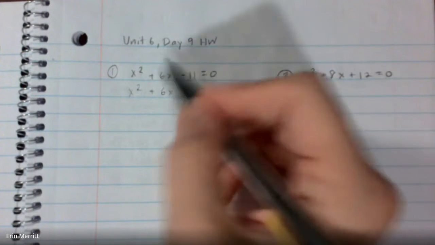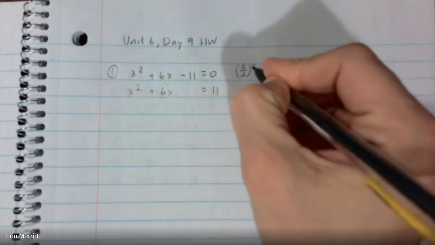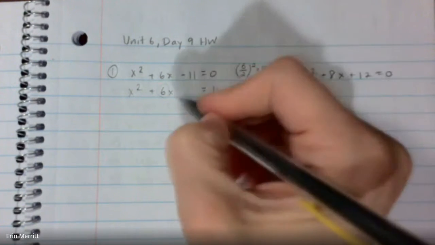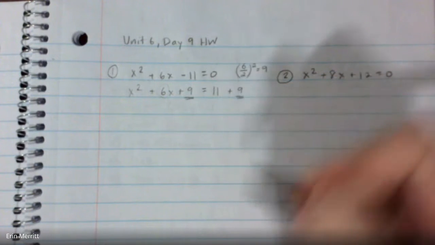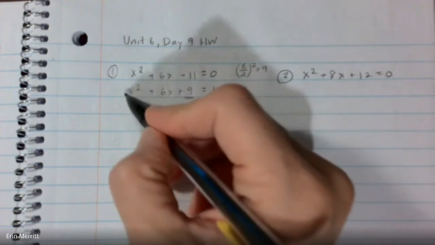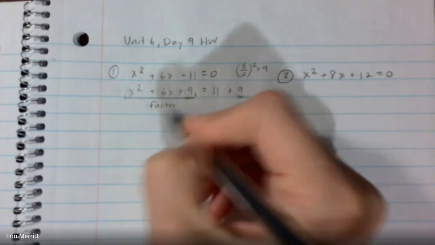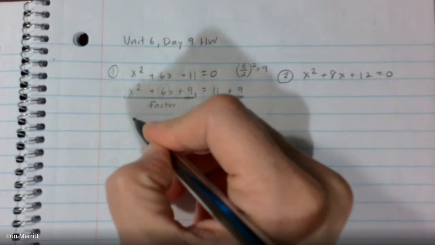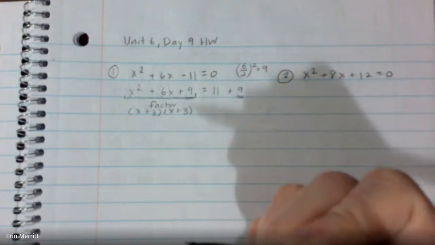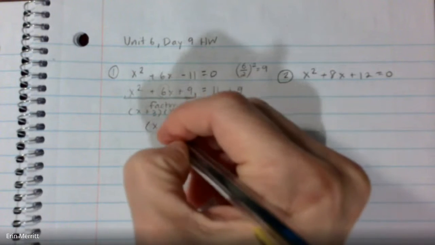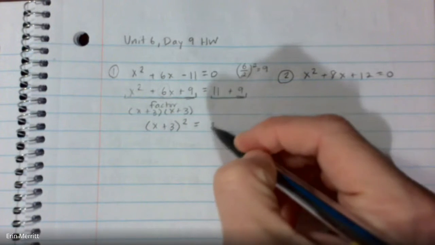To complete the square, take the b term, cut it in half, and square it. So that's going to give us 9. Add 9 to the left side, and then balance it by adding it to the right side. From here, now you can factor this. So when you factor, this factors into x plus 3 times x plus 3, or we can write it as x plus 3 squared. Over here, this will just give you 20.